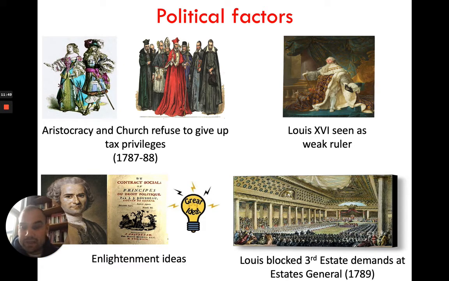And as we're going to see next lesson, it's when Louis tries to block the Third Estate making those demands that really the French Revolution begins. The Third Estate says, hang on, we're not going to accept that. And as we'll see next lesson, they then form something called the National Assembly to basically try and take power away from King Louis. Okay, so Louis blocking those demands of the Third Estate at the Estates General is really, really important to the French Revolution beginning.